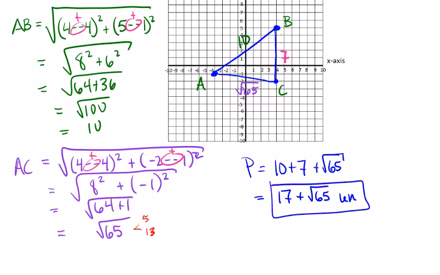If it said to round, then we would plug 65 in our calculator, take the square root. And so it would be 8.1 to the nearest tenth. So if it said to round, it would be approximately 25.1 units. Okay. All right.